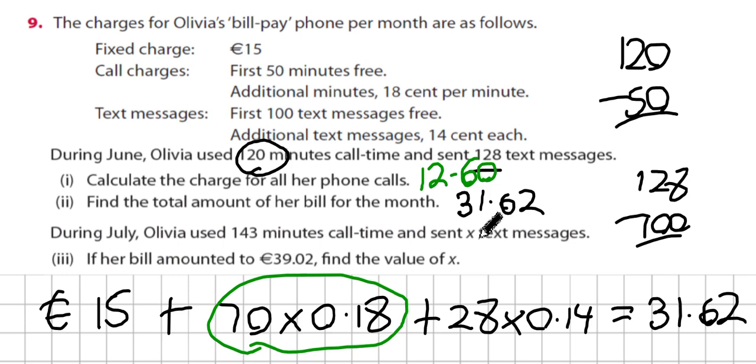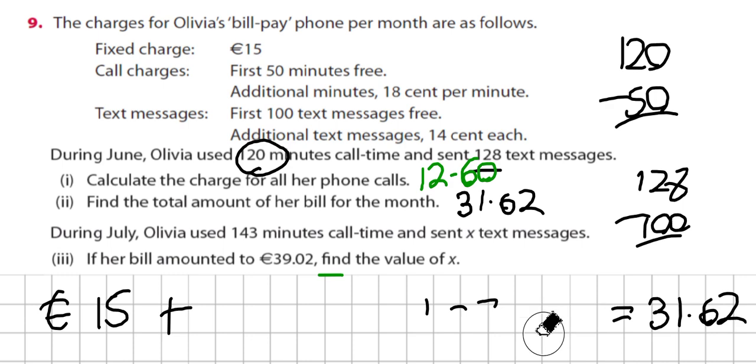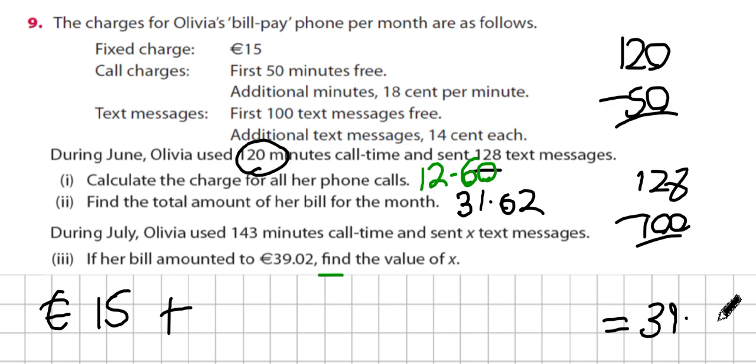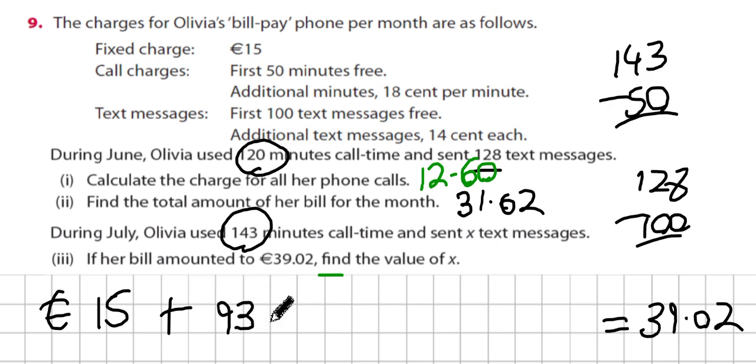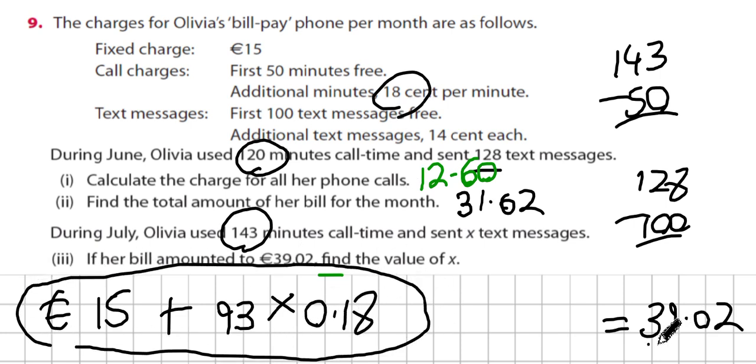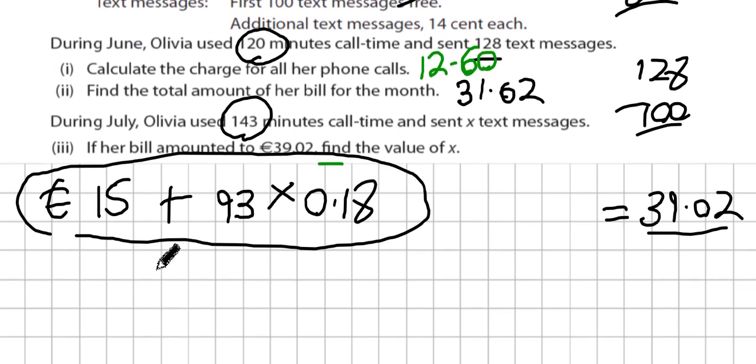Now, things are going to get a bit more awkward because we're going to go to part 3. In part 3, we know the total bill is, how much is the total bill? 39.02. Okay. We know she used 143 minutes. So 143 take away 50? 93. And 93 gets multiplied by the cost per minute, 0.18. Why don't we just add all this together and then take it away from €39 and 2 cents? So will somebody give me the answer for what's in the bubble?